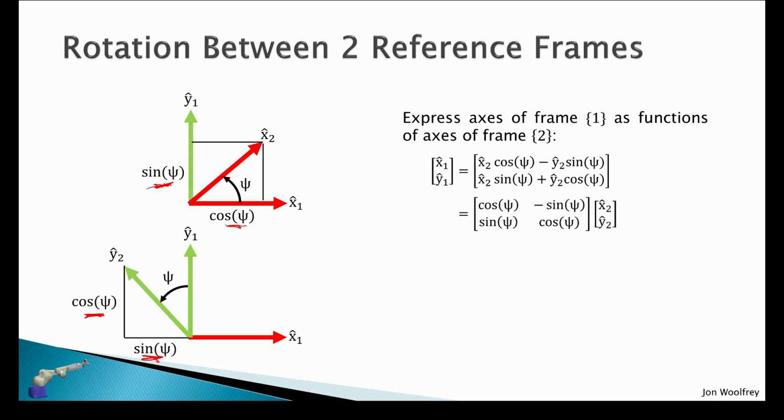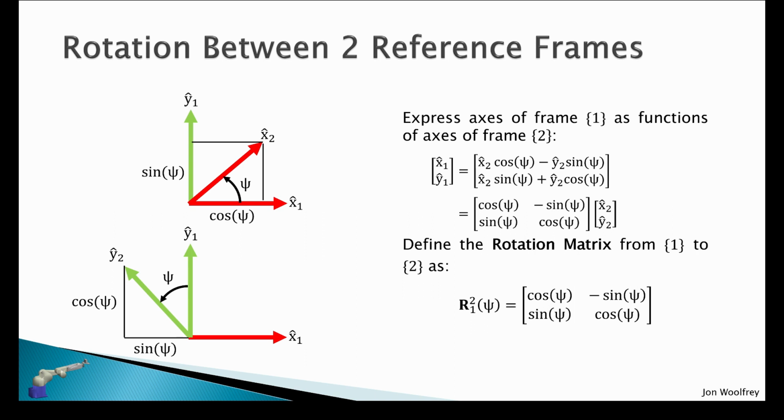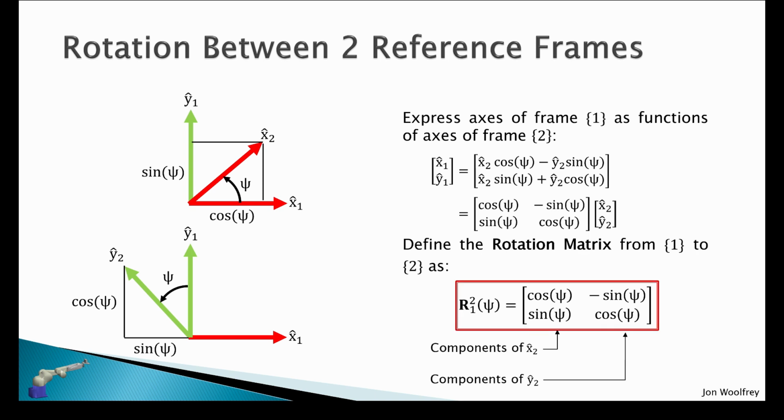And then we can move these coefficients into a matrix, and we have the vector of the second reference frame, x2 and y2, and the coefficients here in this matrix. So we define the rotation matrix from 1 to 2, R 1 to 2 as a function of psi, is this matrix here: cos psi, sine psi, negative sine psi, and cos psi. And you'll notice that the two column vectors contain the components of x2 and the components of y2. So this matrix here forms our rotation between two reference frames in 2D.